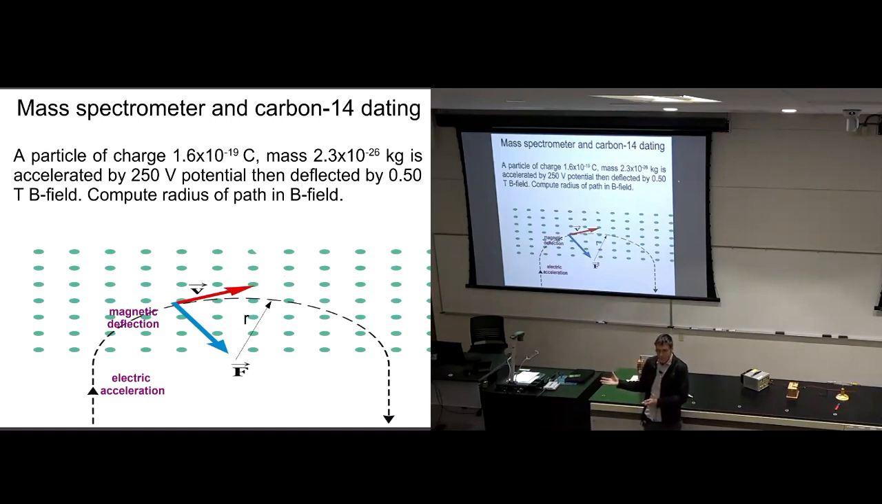So that's the problem. We're told the accelerating electrical field. We're told the orbital causing magnetic field. And from those pieces of information and the personality of the particle, the personality of this carbon-14 ion is that it has electronic charge and the mass of carbon-14. We're going to use that information to find the size of the orbit.